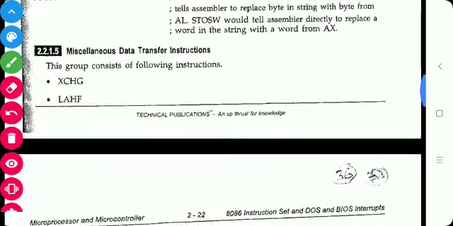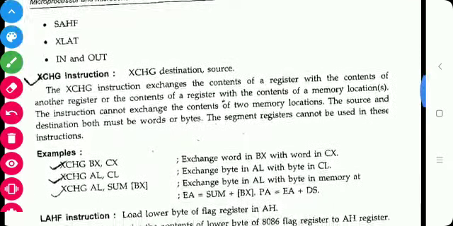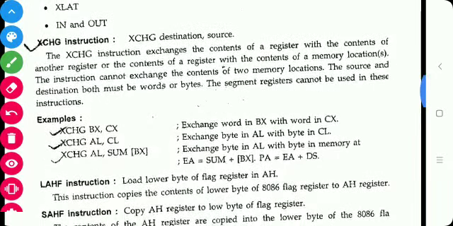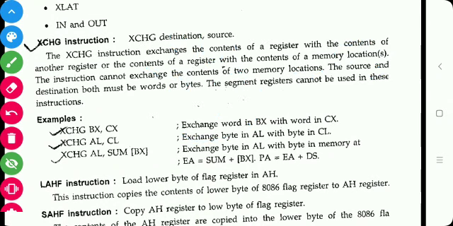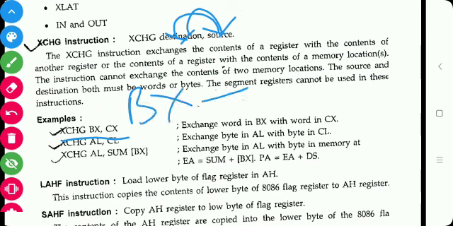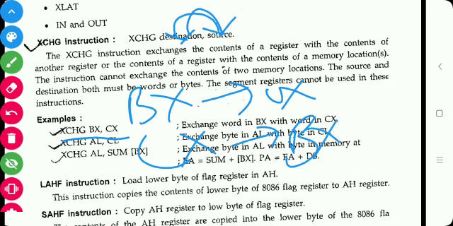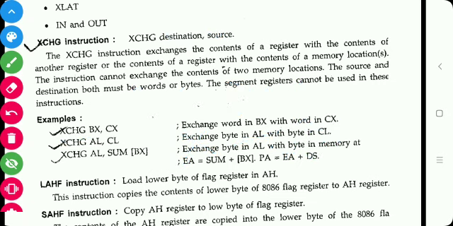Then miscellaneous data transfer instructions. In this, the first instruction is XCHG destination, source. As we know, exchange means it exchanges the contents of source with destination and destination with source. Here, XCHG BX, CX: the contents of BX go into CX and the contents of CX go into the BX register. That is the exchange instruction.